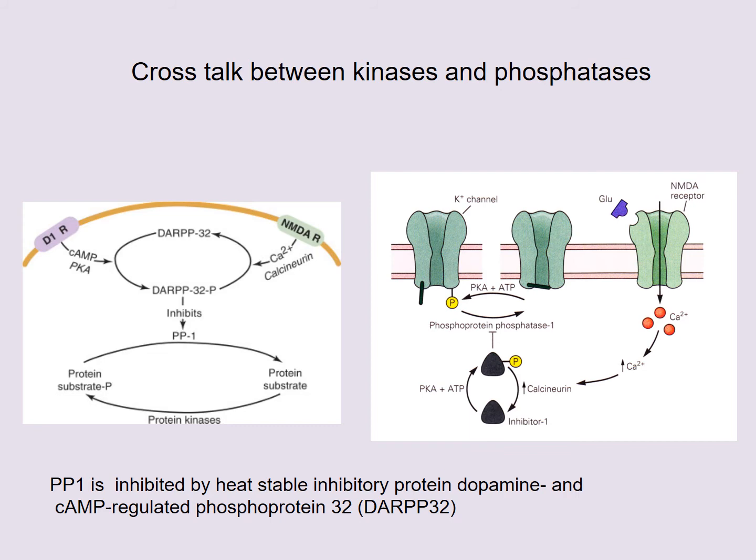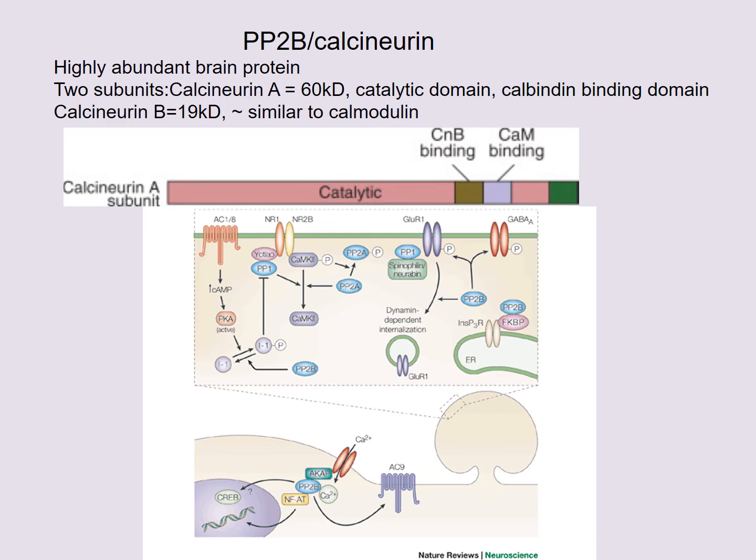So activation of calcineurin through calcium, through, for example, an NMDA receptor, is going to then dephosphorylate this inhibitor and then activate phosphoprotein phosphatase 1. So we have the opposite effect from dopamine signaling and NMDA receptor signaling. So what is PP2B and calcineurin?